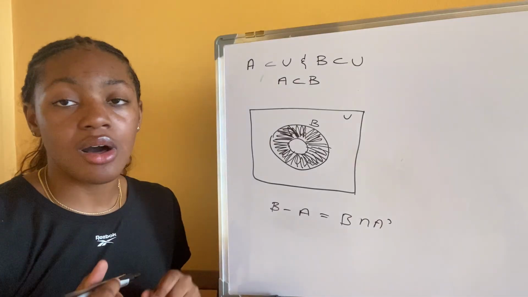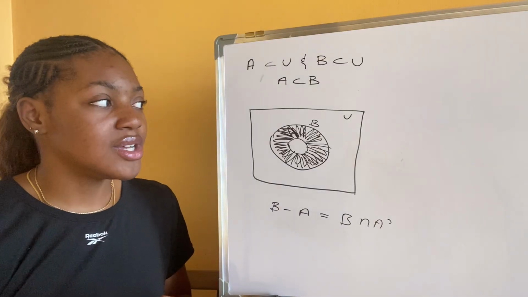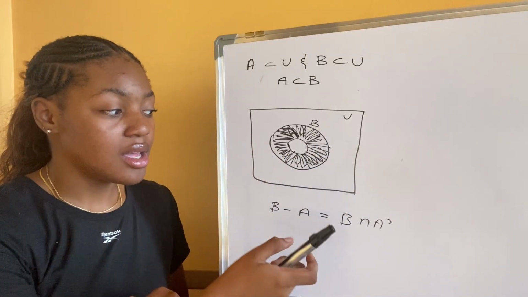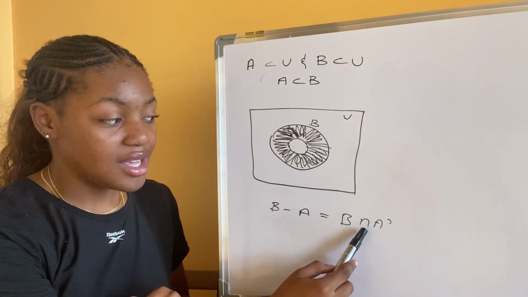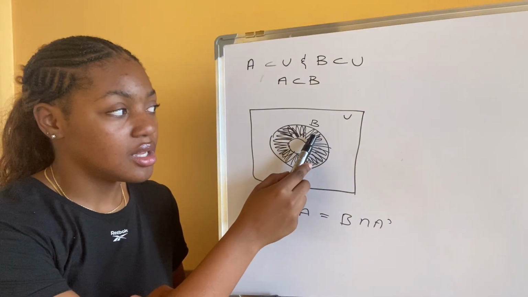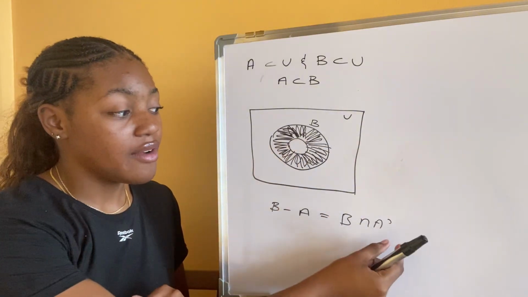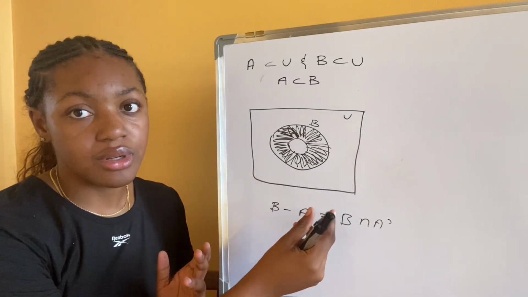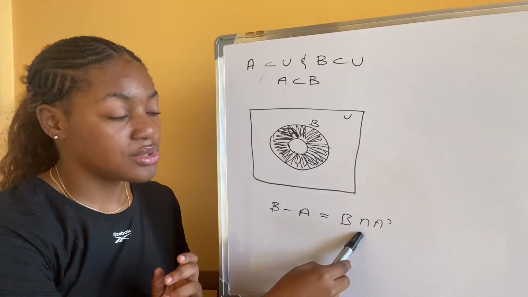A complement is all the elements that are not in A. So it's like us considering the universal set and we're subtracting A. When we have B intersect A complement, we're considering the elements of B that are not in A intersect B, which would give us B alone, which is right here. So these two are equivalent.